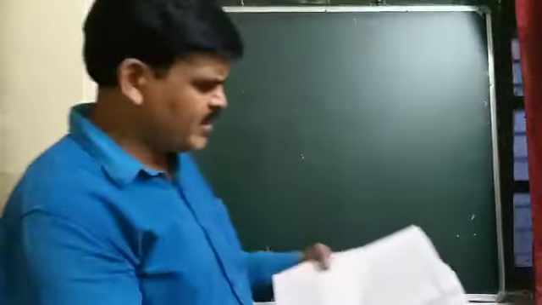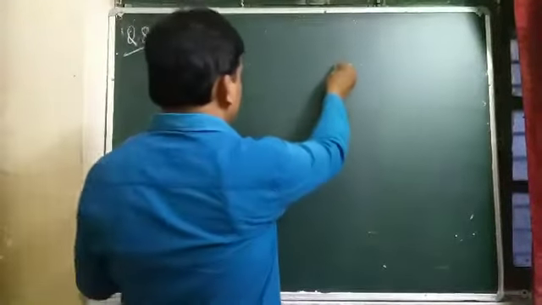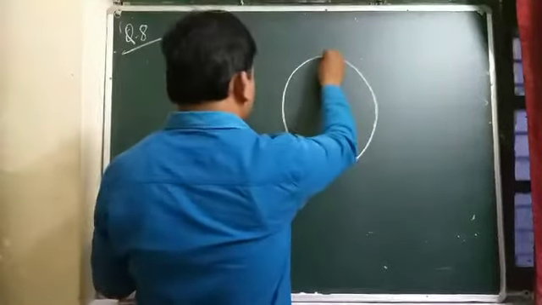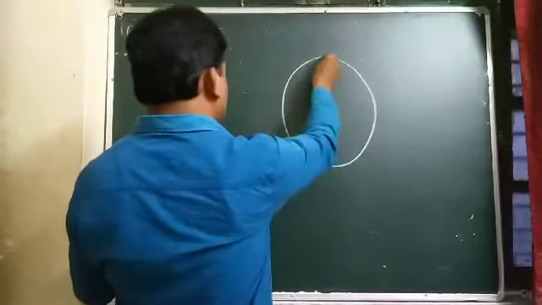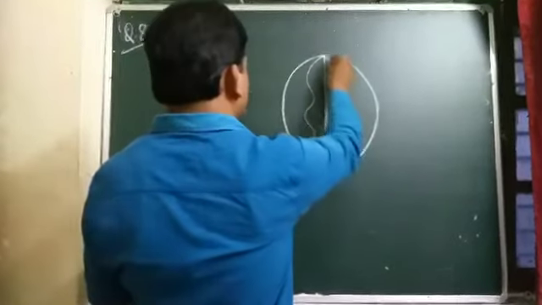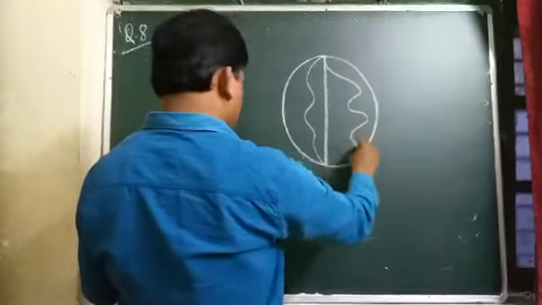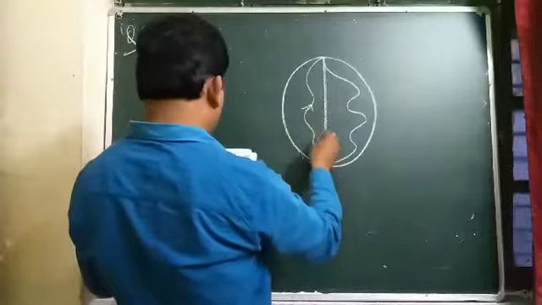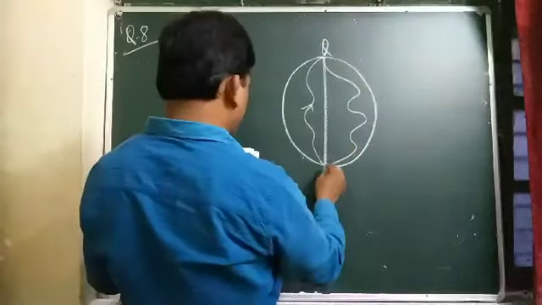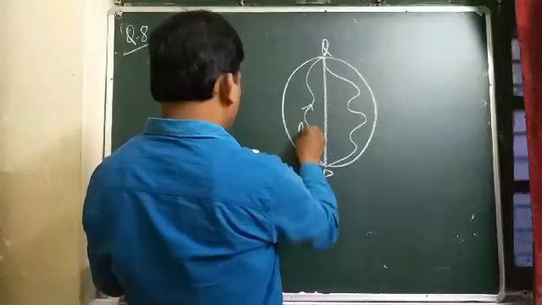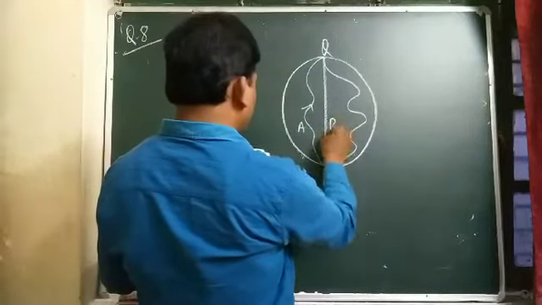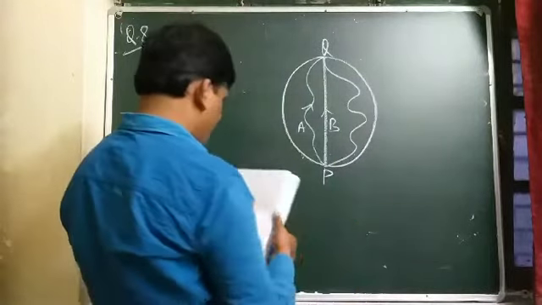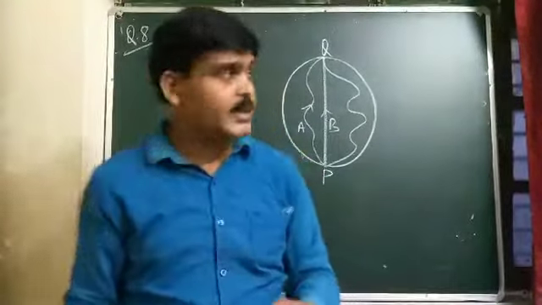And question number 8, that is what? Diagram. This is the Q point, P point, A point, B, and then PQ. And listen, question number 8.